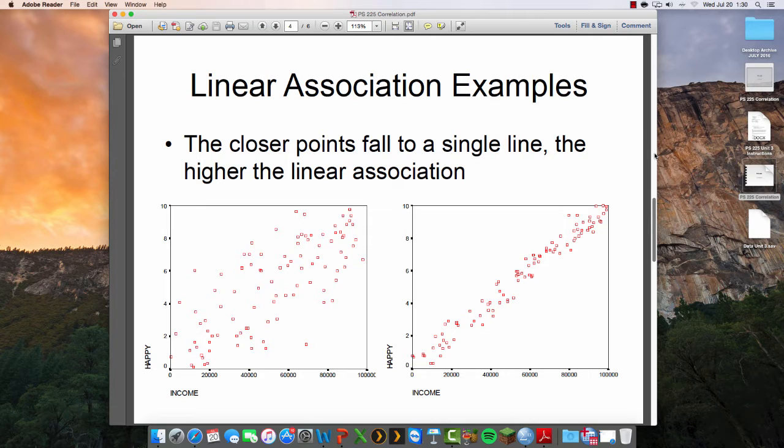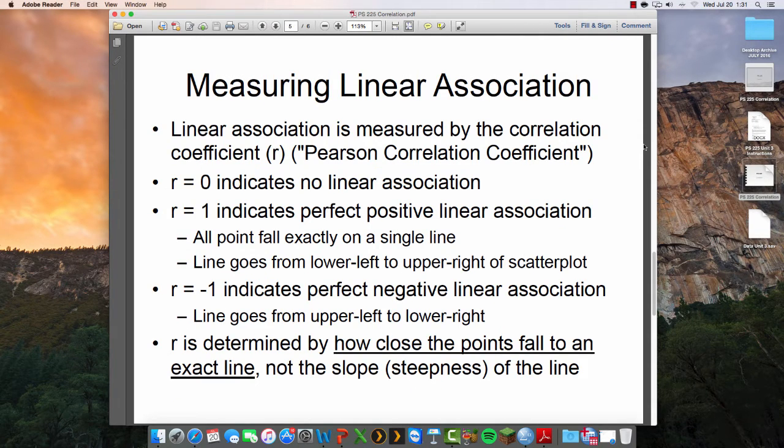As I pointed out a moment ago, the relationship in the second graph, the one on the right, is much more tightly bound into a line, and that would show a higher degree of linear association. And when we come to the measurement tool we'll be using, we'll talk a little bit more about this strength of association. So let's move on to it.